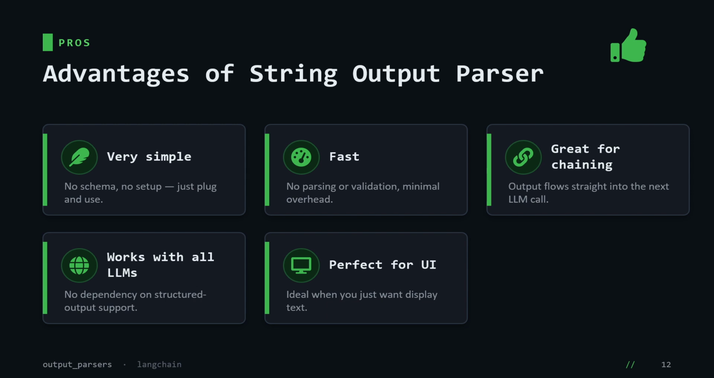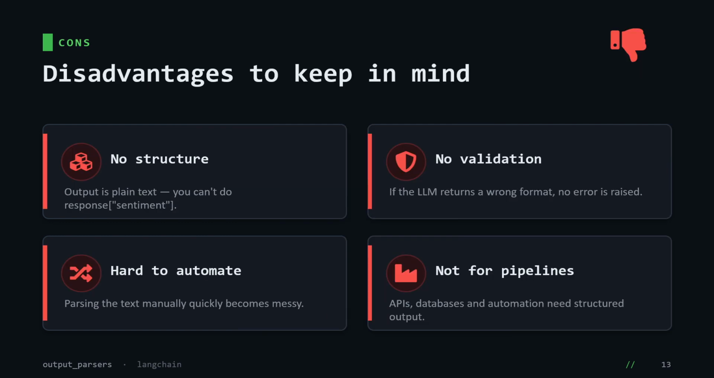That is the best quality of LangChain, that we can chain multiple components and create the pipeline. Then it works with all LLMs, whether the LLM supports structured output or not. Even for the LLMs which support structured output, we need to extract the content manually with result.content, so there also we can use the string output parser. It is different from other output parsers, and it is perfect for UI applications where we want to just display the text.